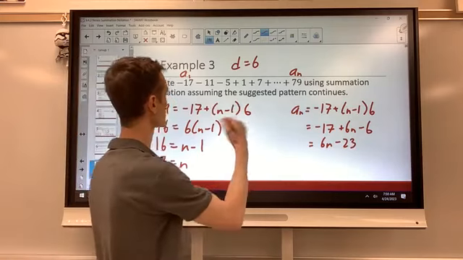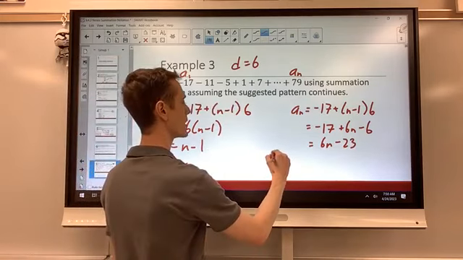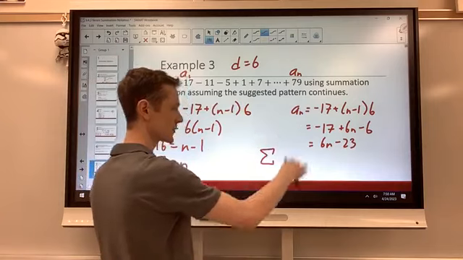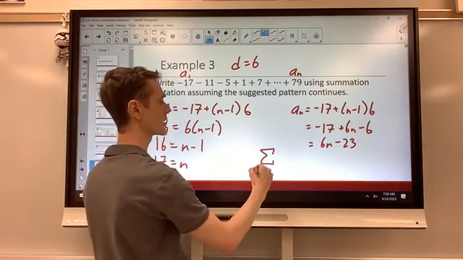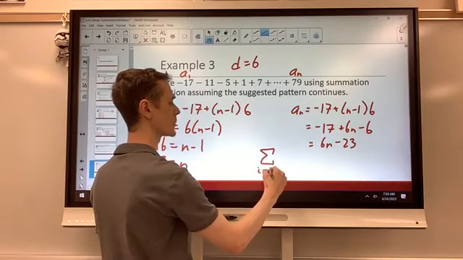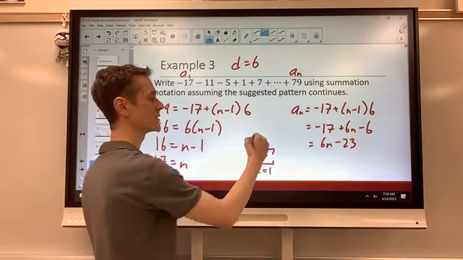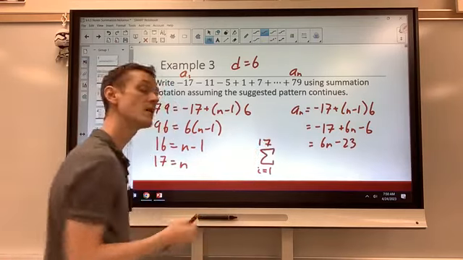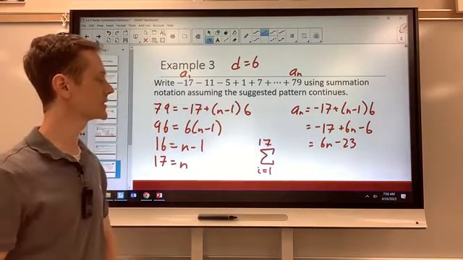So let's write our summation notation now. So we have the sigma symbol. I usually start with that first because everything kind of goes around it. I am starting this pattern by plugging in from i equals 1, and we found that there are 17 numbers total that we want to plug in. So the number of numbers I have is 17, that goes on top.